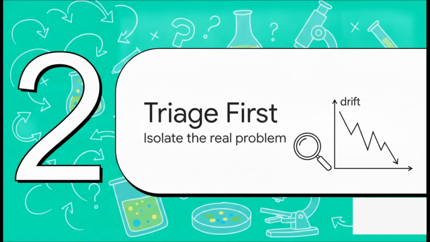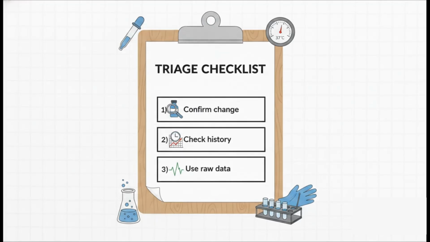Which brings us to Section 2, triage before you troubleshoot. Before you go tearing your entire method apart, take a breath. We need to confirm that this lot change is actually the real isolated problem. Our first instinct is usually to just blame the newest reagent right out of the gate. But stop right there. We need to follow a strict triage checklist.